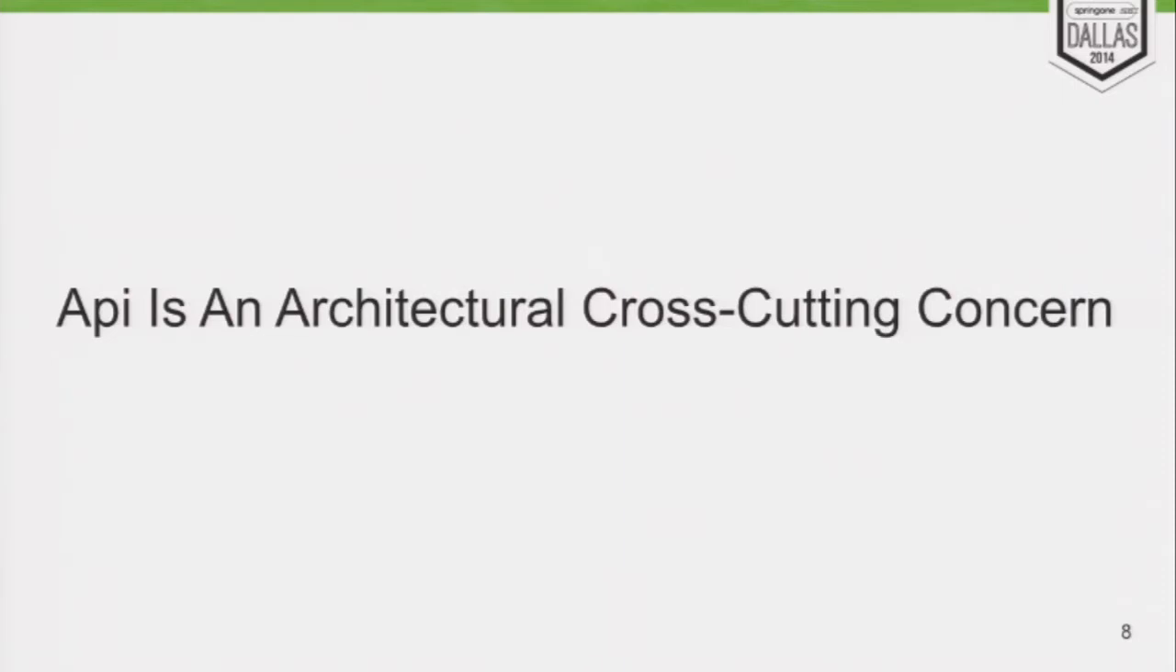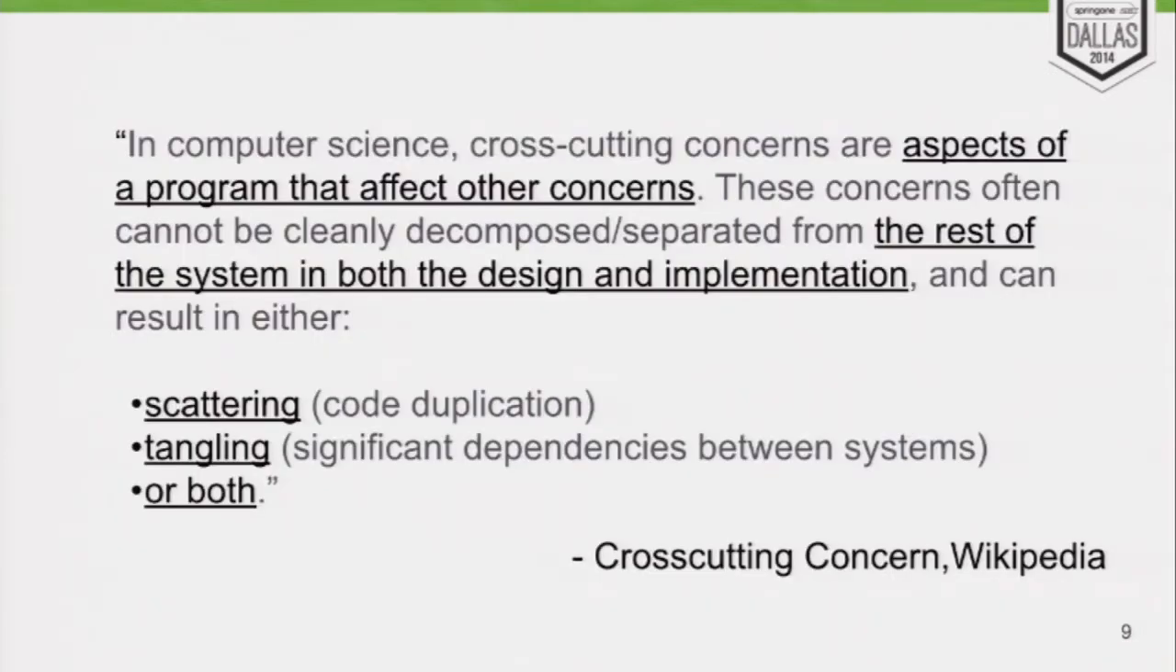Now, for those who are not familiar with aspect-oriented programming, you may not be familiar with the concept of what a cross-cutting concern is. So let's go ahead and go into that real quick. The definition is, in computer science, cross-cutting concerns are aspects of a program that affect other concerns. These concerns often cannot be cleanly decomposed from the rest of the system in both design and implementation, and can result in scattering, code duplication, tangling, significant dependency between systems, or both.